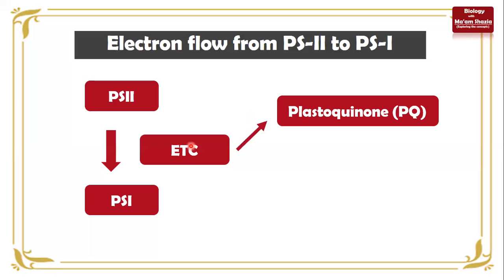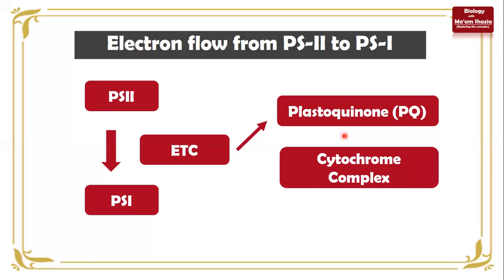Plastoquinone, the first protein of the ETC. That plastoquinone is actually an iron containing protein. Then is the cytochrome complex. Cytochrome complex has two iron containing proteins. It's a complex, it means it is not a simple compound. It's a complex compound and it has two proteins. One is cytochrome B, another is cytochrome F.